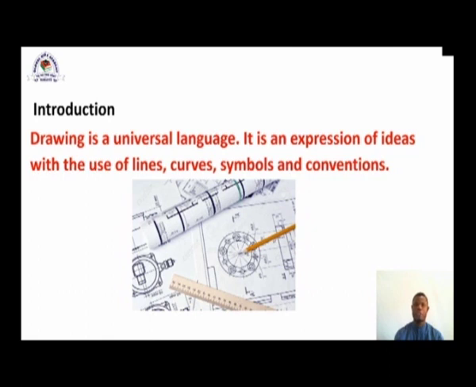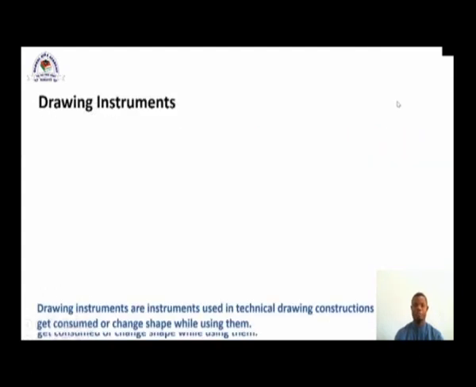We have artistic drawing, which is concerned with the expression of real ideas of cultural nature. And we also have technical drawing, which is concerned with the expression of technical ideas. An accurate and detailed technical drawing, such as the one displayed on the screen, requires the use of drawing instruments and materials. Now let's take a look at drawing instruments and materials.